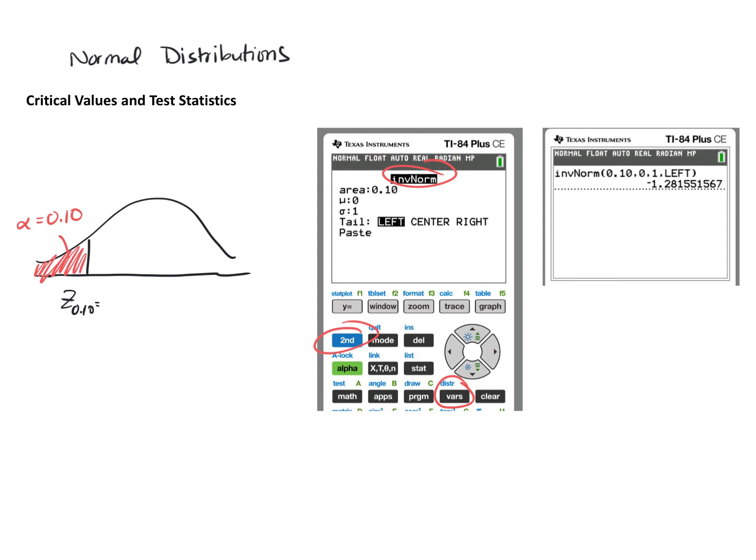So here that's 0.10, so you type in the area to the left, and we're on the standard normal distribution, so mu would be 0 and sigma is going to be 1. And when you press enter, the calculator will give you a z-score of negative 1.28. So negative 1.28 is the critical value for a significance level of 0.10 for a left tail test.